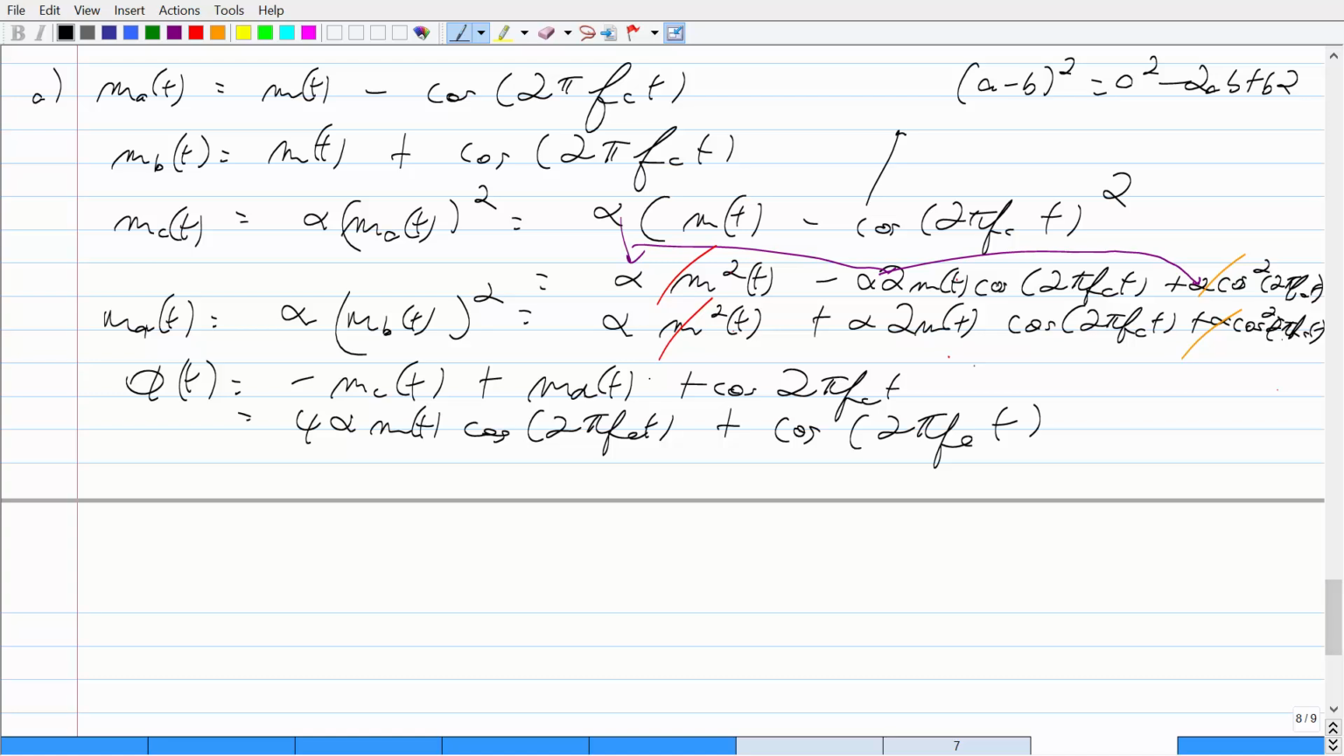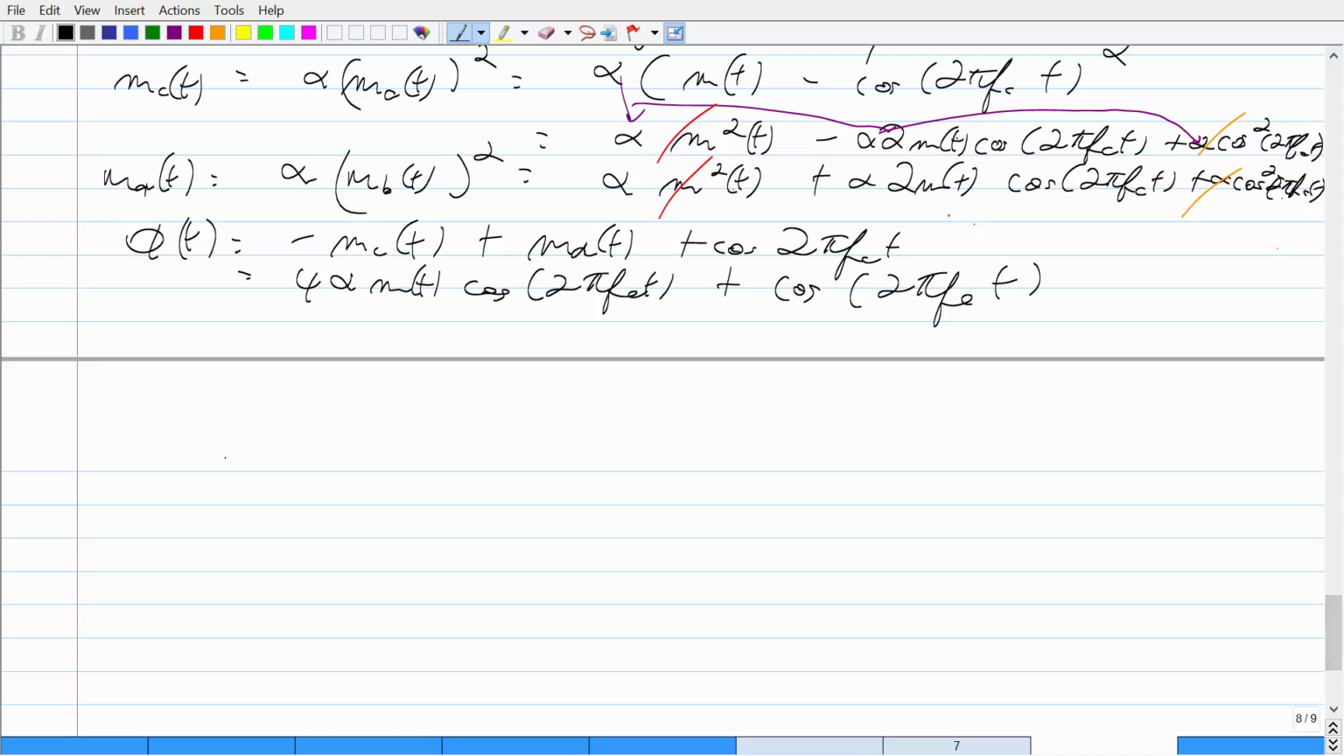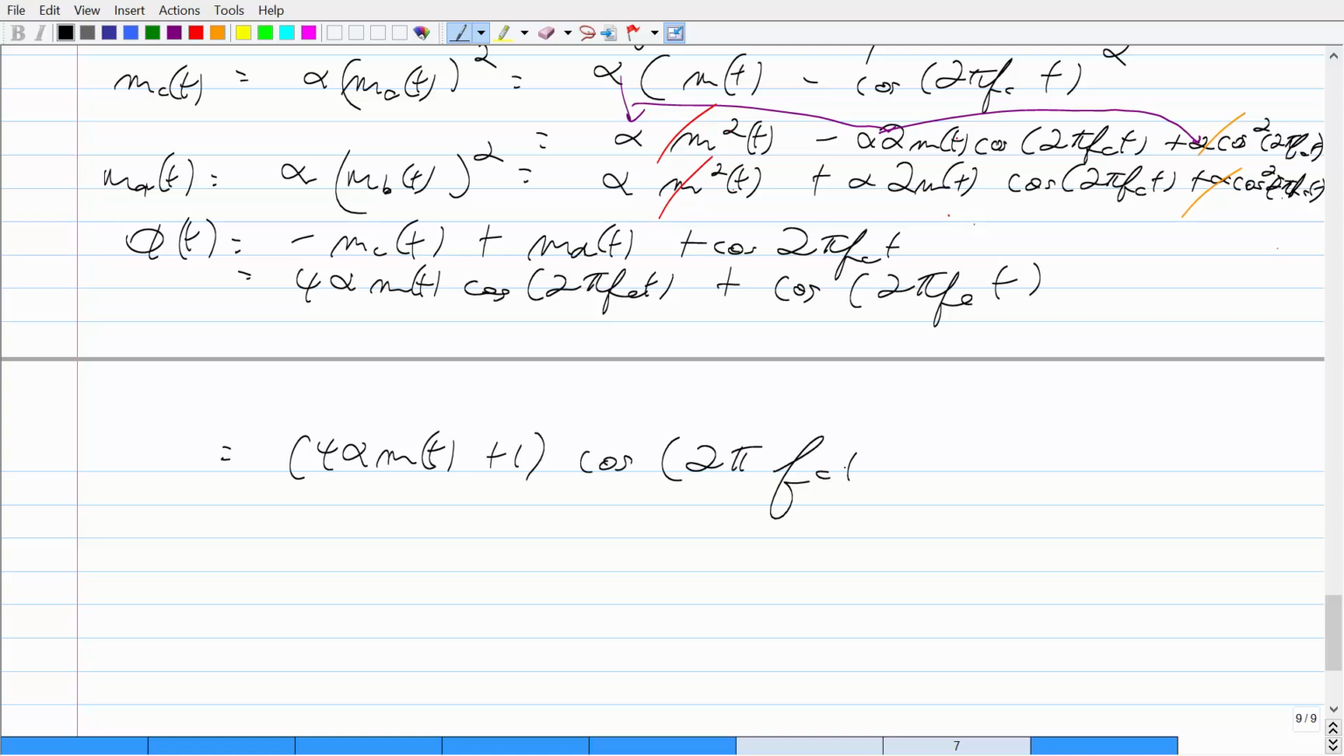So you're taking d and subtracting c. So this alpha m squared goes away, these cosine squareds go away, and then you have this subtract that, which is adding it. So 2 and 2 become 4, and then you also have an additional cos here. I'm not done yet. If I factor out a cos, I get 4 alpha m of t plus 1 times cosine 2 pi fct.